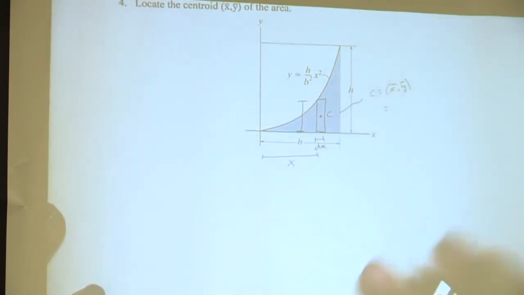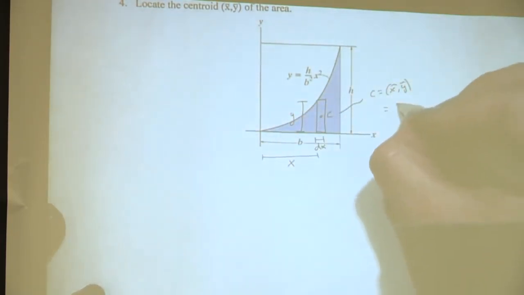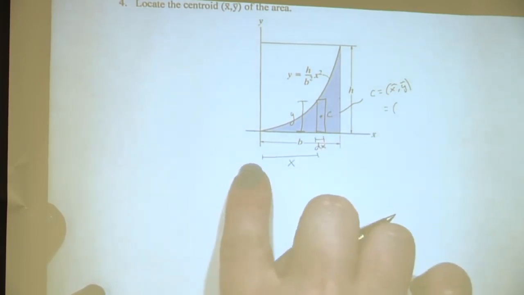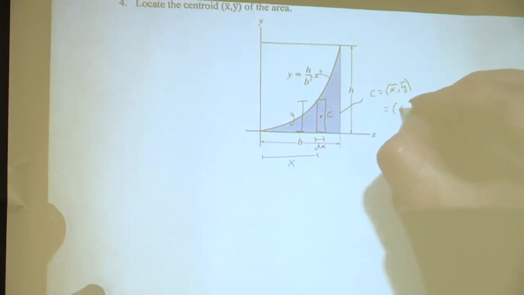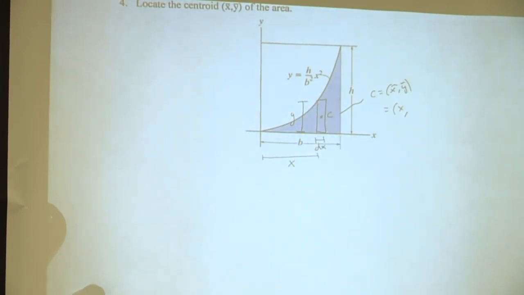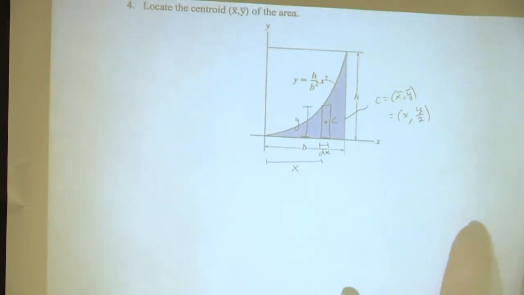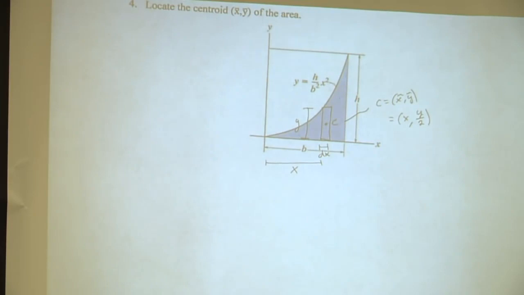Okay, so this distance right here, what can we call that? Y. Now, so for the centroid of here, from here over to here, we have X. Now, for the Y, how far up is that? Is it Y distance to the centroid? So Y over 2. So we can leave that like that. Okay, now what is the equation for X bar?